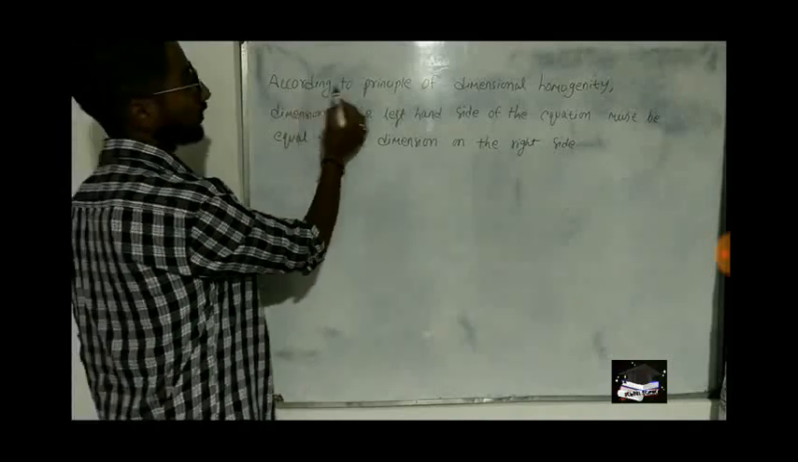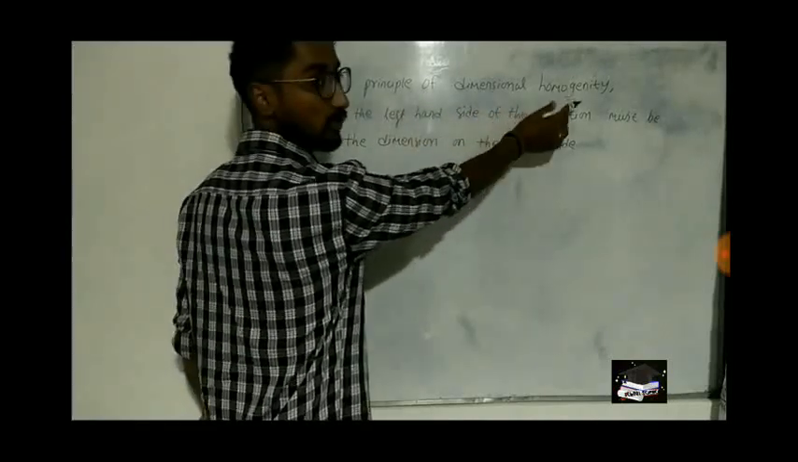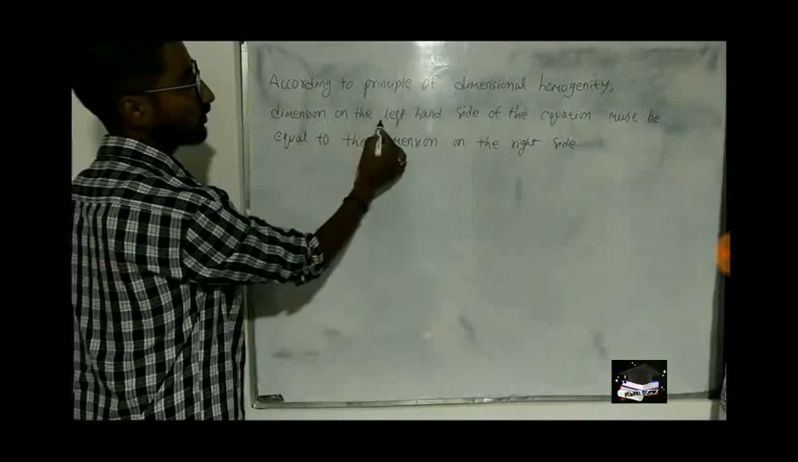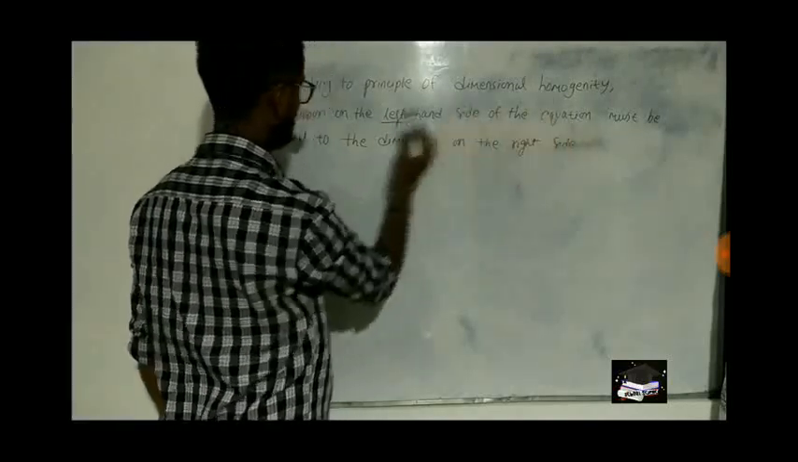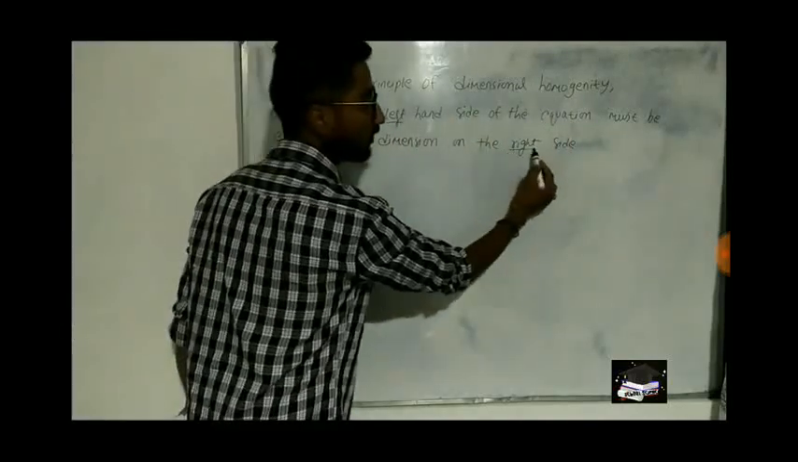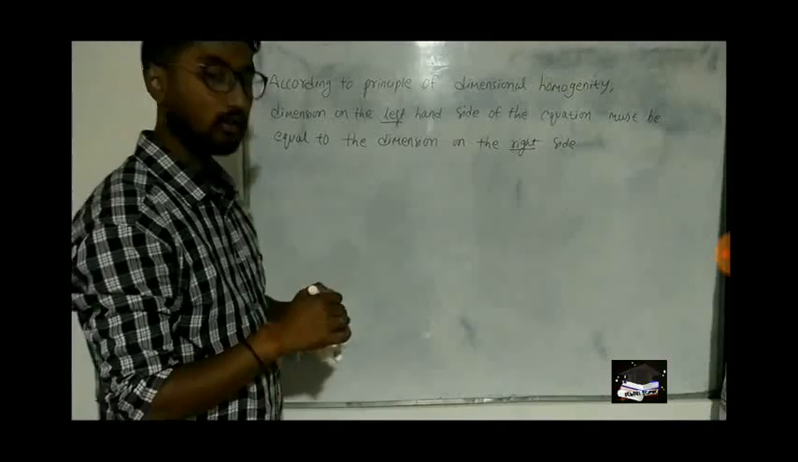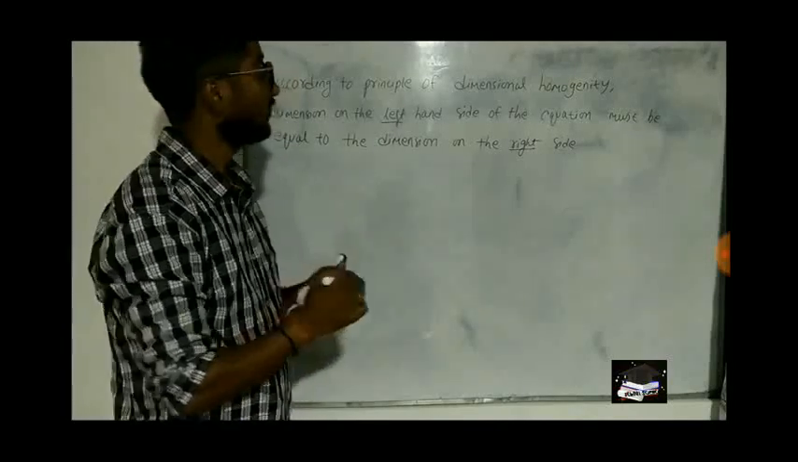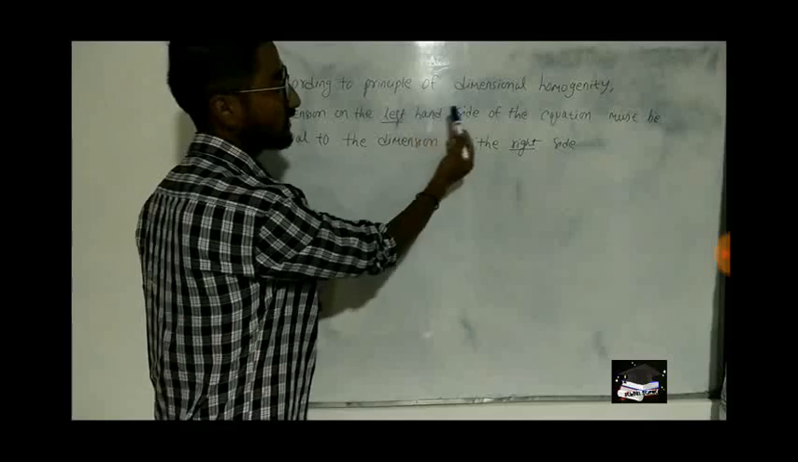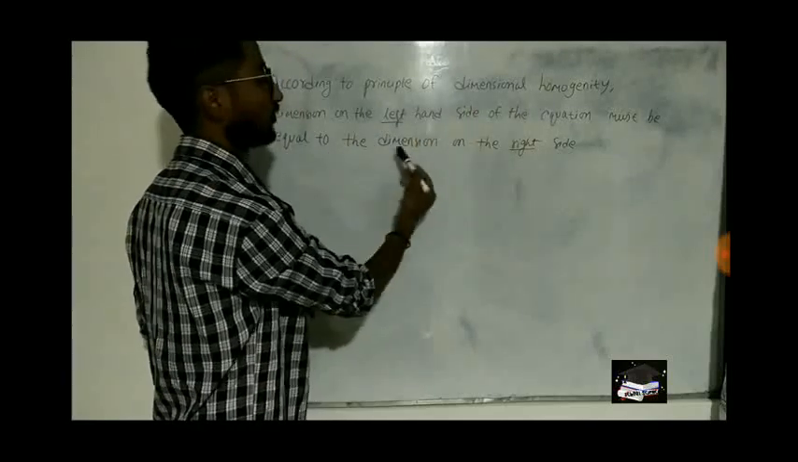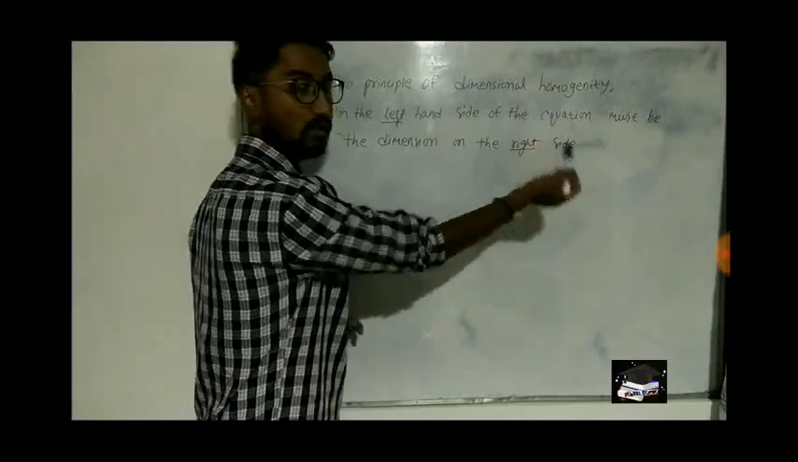According to the principle of dimensional homogeneity, the dimension on the left hand side of the equation must be equal to the dimension on the right hand side.